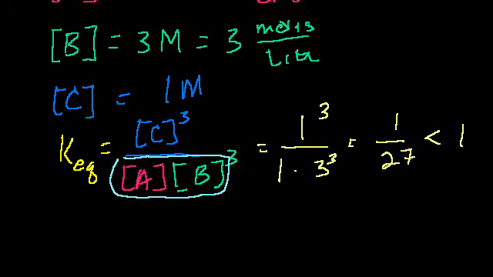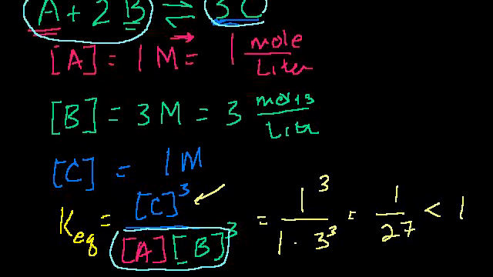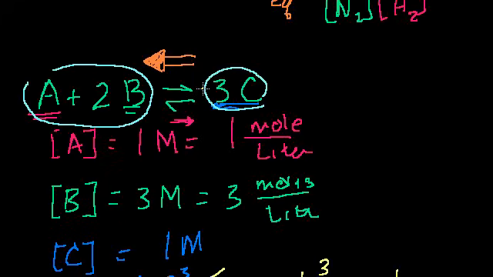On the other hand, if the equilibrium constant was greater than 1, that means that this numerator is greater than this denominator, which would imply that once you're in equilibrium, you end up with a lot more of the stuff on the right than you end up with the stuff on the left. So then that means the reaction would be going in the forward direction.